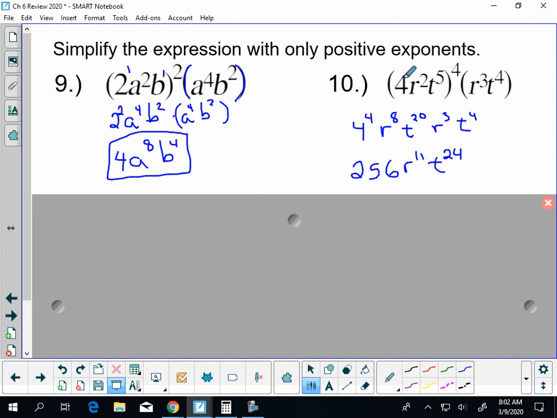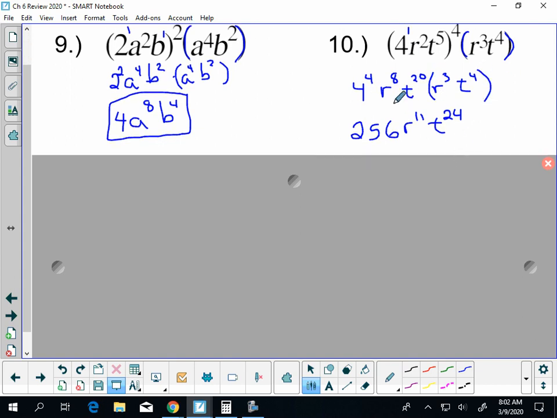On number 10, I'm going to take that exponent of 4 and apply it to everything in the parentheses. 4 to the 4, r to the 8, t to the 20. I'm going to leave this alone for a second. Now I'm going to multiply those two factors. 4 to the 4th is 256. R to the 8 times r to the 3rd is r to the 11. T to the 20 times t to the 4 is t to the 24.